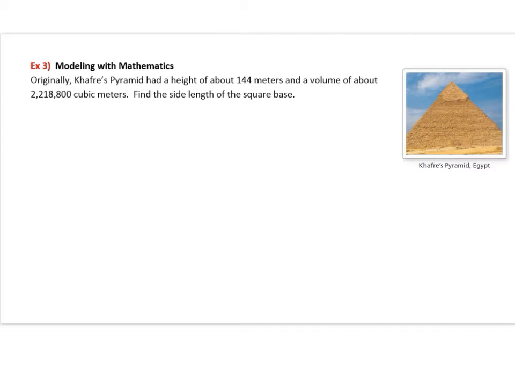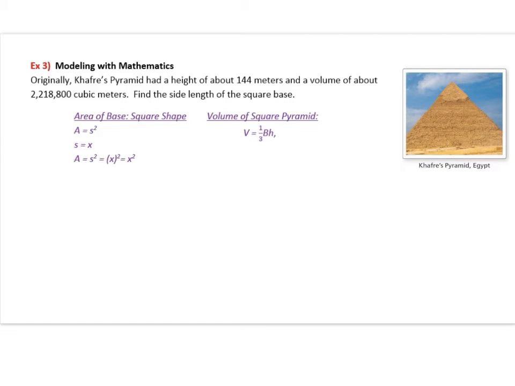Alright, let's find Khafre's pyramid, which had a height of about 144 meters and a volume of about 2,218,800 cubic meters. We want to find the side length of the square base. So let's start with our formula. We know volume of a square pyramid, or any pyramid, would be 1/3 times the area of the base times the height. And we know that the shape of the base is a square. And to get a square's area, we take the side times itself, so side squared, s squared. And the side length is unknown, so we're going to call it x.